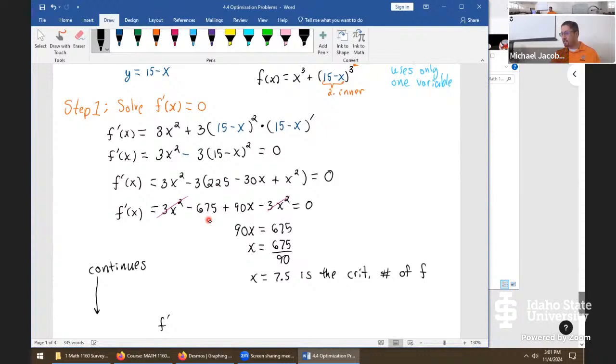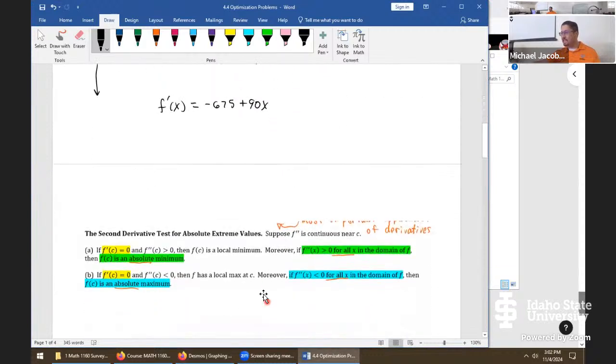then we can say down below here, f prime of x, just as a reminder, is equal to negative 675 plus 90x. We need that right there because in the second derivative test, this is step 2, we go to calculate this part. We need a second derivative next. So here's step 2.